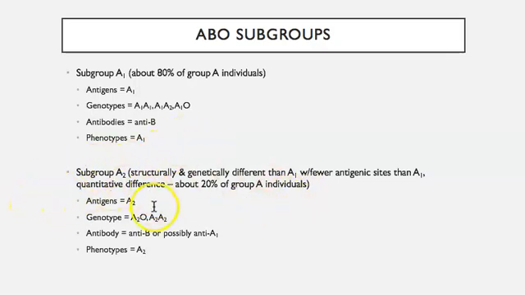So with the subgroup A2, which is structurally and genetically different than A1, this person has fewer antigenic sites than an A1 person. So there's also that quantitative difference, about 20% of group A people versus 80% that are A1. The subgroup A2 person would have antigen A2 on their red cells. They could be genotype A2O or A2A2. They're still going to produce anti-B antibody. Some of them can also produce anti-A1, and then their phenotype is going to be A2.